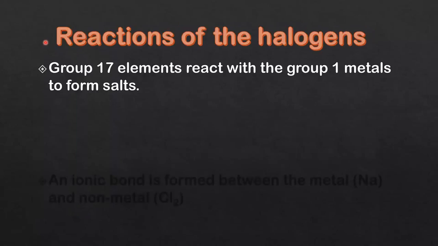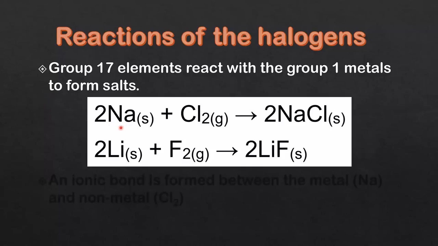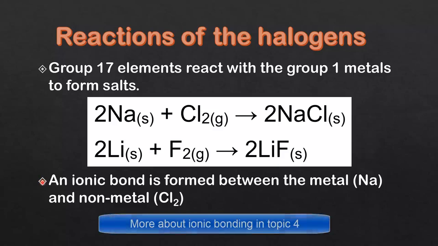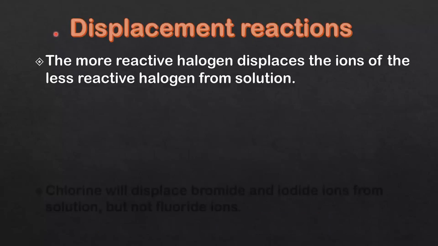Next, we'll have a look at the reactions of the halogens. Group 17 elements react with the group 1 metals to form salts. So here we have sodium reacting with chlorine to form sodium chloride, and here lithium reacts with fluorine to form lithium fluoride. An ionic bond is formed between the metal, sodium, and non-metal, chlorine. Next, we look at the displacement reactions of the halogens.